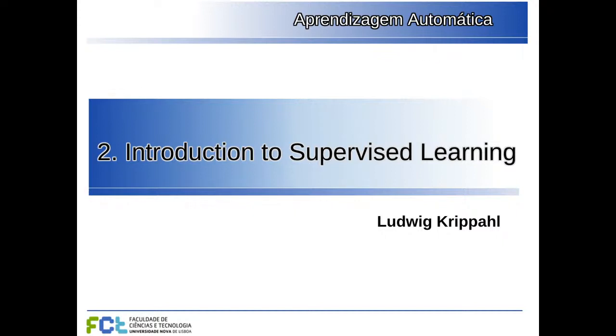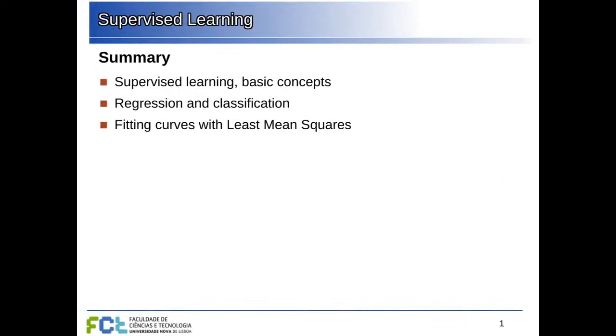So now we're going to look at supervised learning. We're going to start by seeing some basic concepts in supervised learning, the difference between regression and classification, and we're going to start with a simple regression problem of fitting curves with least mean squares, with minimization of the quadratic error as an example of regression, and also as a way to start to understand some basic ideas in supervised learning.